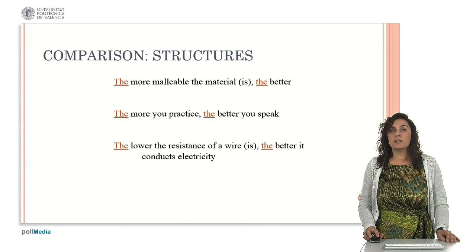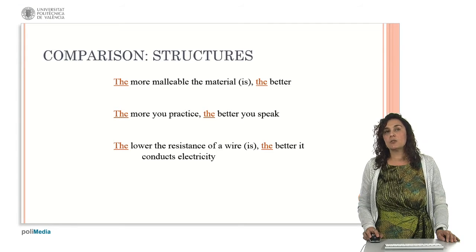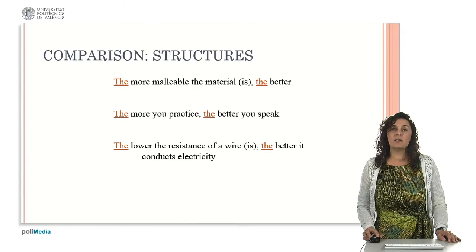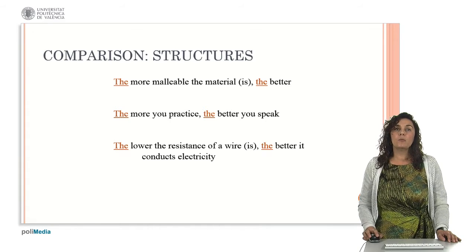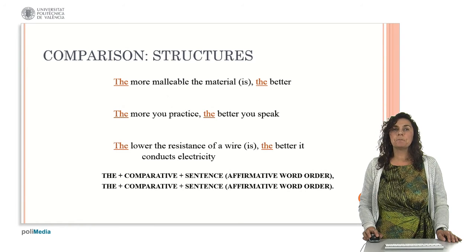Also, you have another structure here. The more malleable the material, the better. And the translation in Spanish is cuanto más maleable el material, mejor. Notice that the translation is completely different. And we repeat the structure: the more malleable, the superiority structure, and then at the end, the same superiority structure, the better. The more practice, the better you speak. The lower the resistance of a wire, the better it conducts electricity. Always the same structure, you can see.